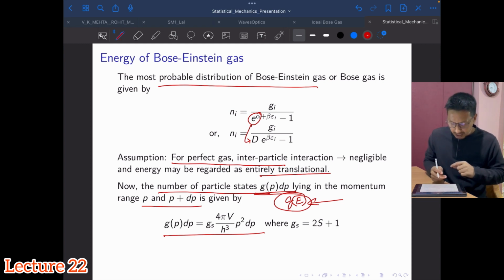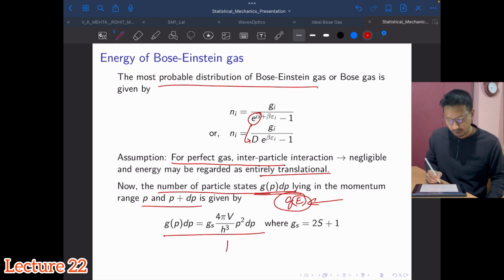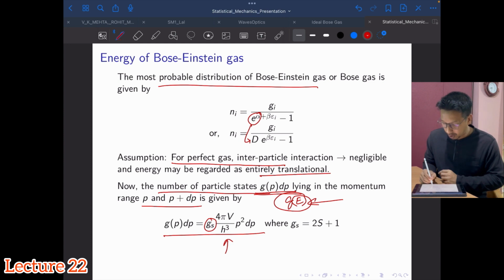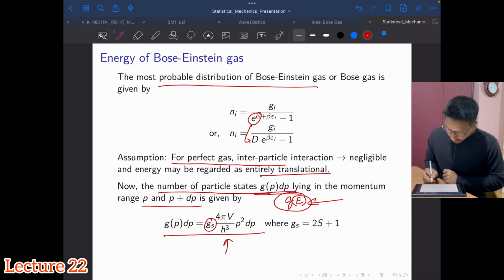This is going by the usual way. If you are not comfortable with this expression, you can go back to that video and go through it once again. Only one extra term has come up here: this is gs, the spin degeneracy part, which is equal to 2s plus 1, where s is the spin quantum number. So G of P dP is equal to gs times 4 pi V by h cubed, times P squared dP, where V is the volume of the gas enclosed and h is the Planck constant.